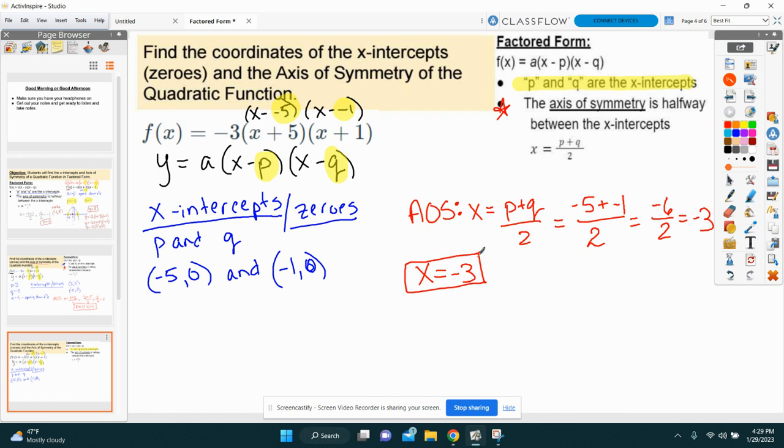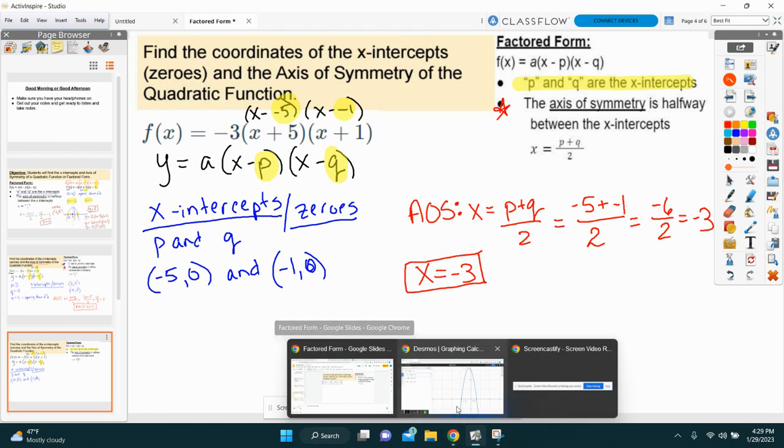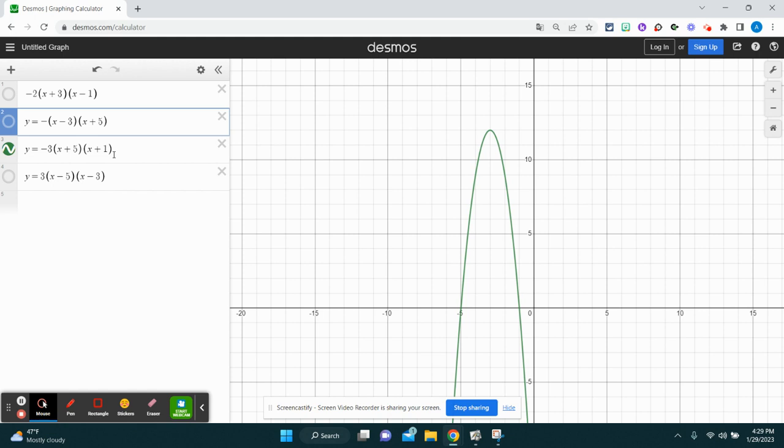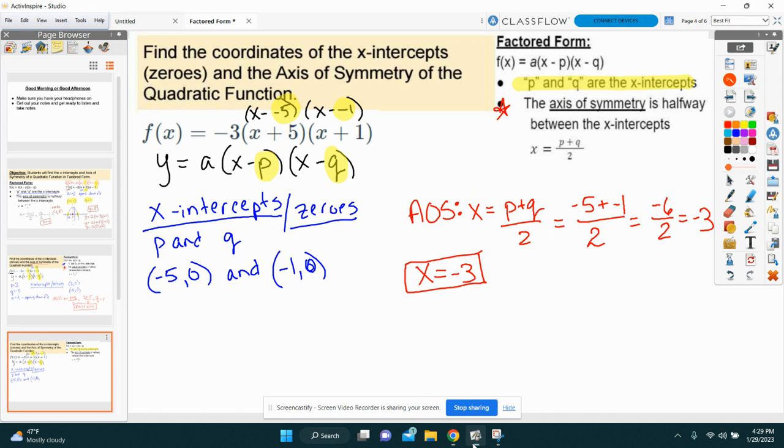And I'm going to verify it with Desmos again. I could graph it by hand, but if we're going to check Desmos, if I highlight the problem that we did, you can see the x-intercepts are negative 5 and negative 1, which is what we got. And then if you add those together and divide by 2, you'll see the axis of symmetry is the invisible line that cuts it in half right here. And you can see it's at negative 3, which is what we got. So that's how you use factored form.